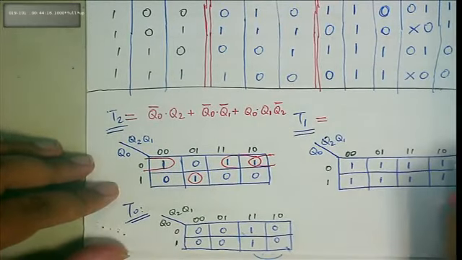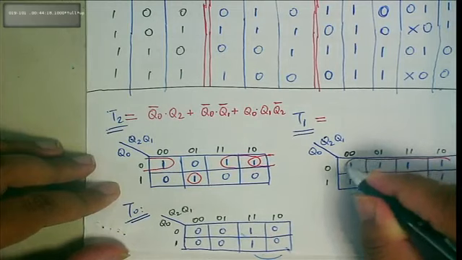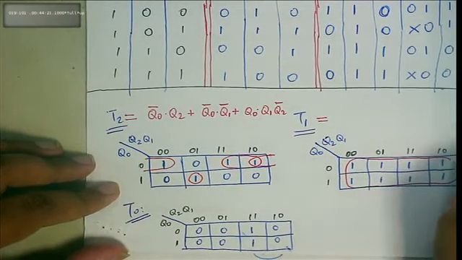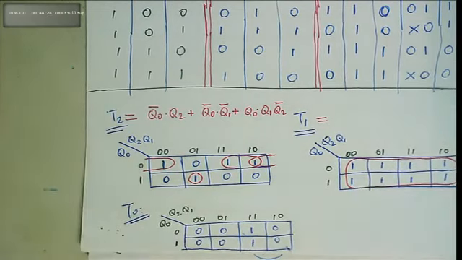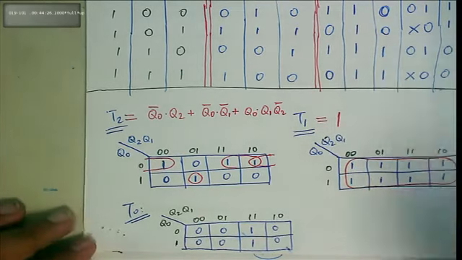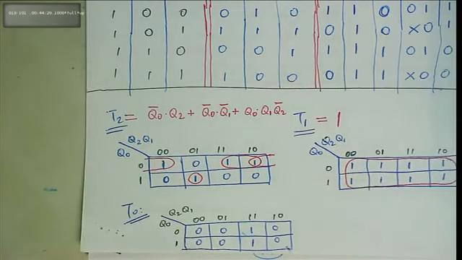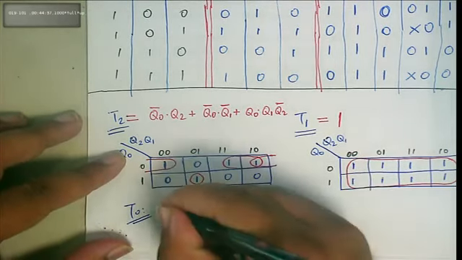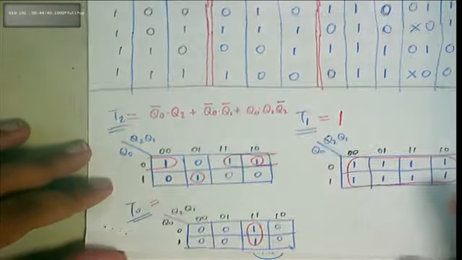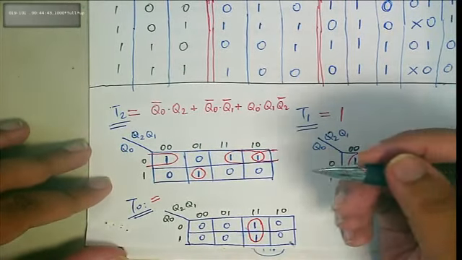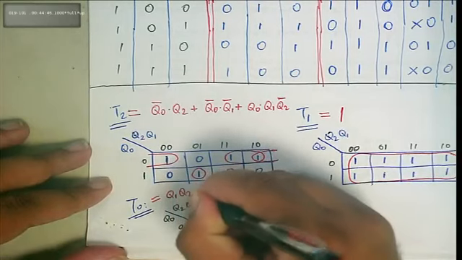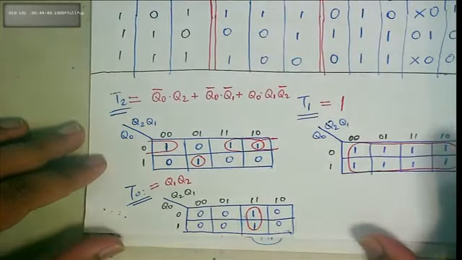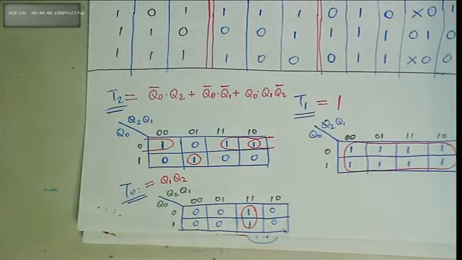Now let's look at this one. That's a unique situation. That's one big group of 8. What do you think is the answer? Yeah, the answer is just 1. T1 is equal to 1, because the whole Karnaugh map is just ones. It's fixed to 1. Now this one here, what will T0 equal to? Q1, Q2, right? Is that correct?